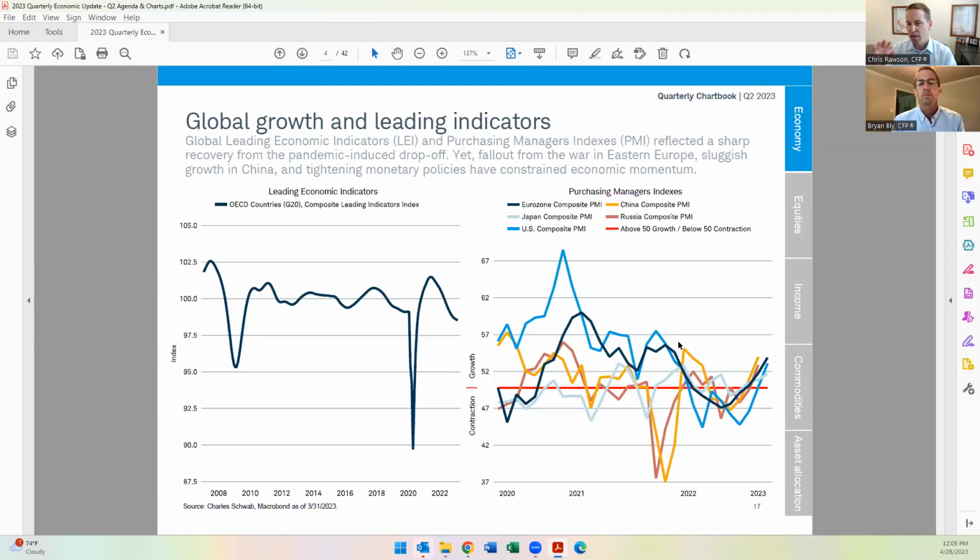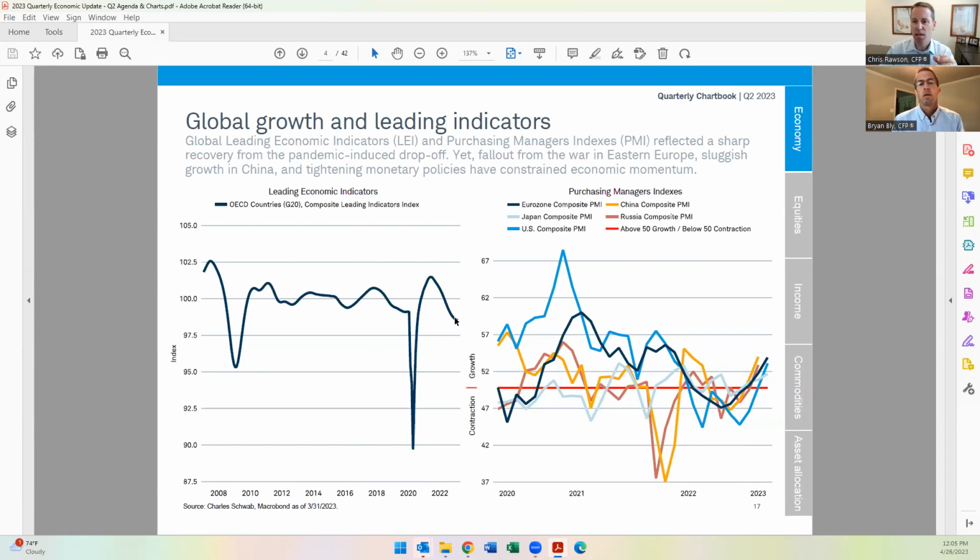So we have a variety of charts. You'll start to recognize them. These charts come from Charles Schwab. We focus in a couple areas. This first area is leading economic indicators. So what are we expecting in the future?